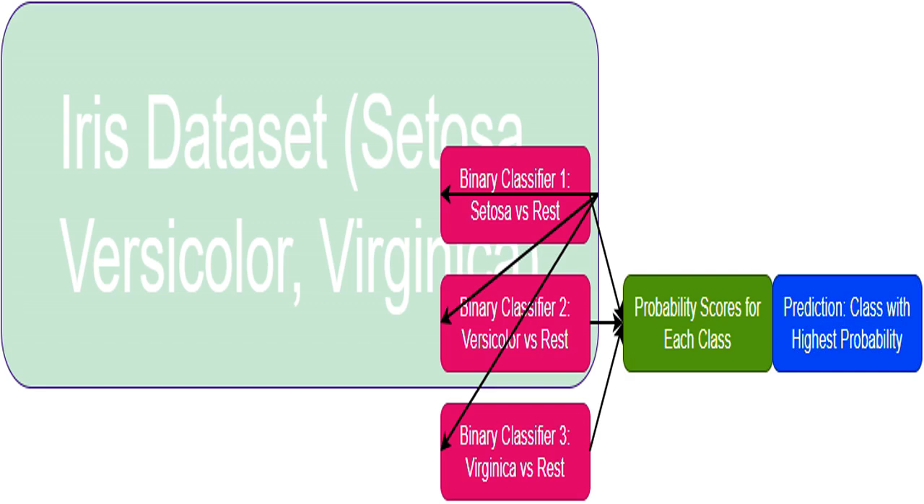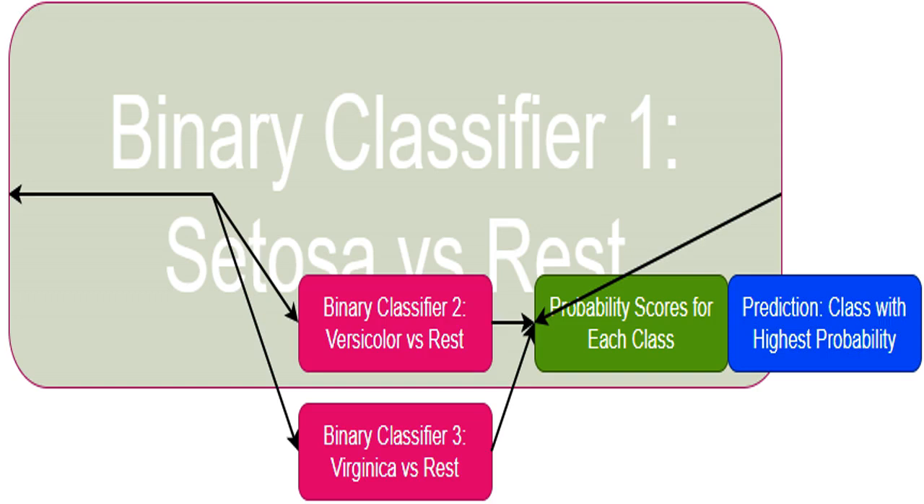Here, we build the first of our 3 binary classifiers. This one focuses solely on distinguishing setosa irises from all other irises: versicolor and virginica. It learns the unique characteristics that make setosa different.